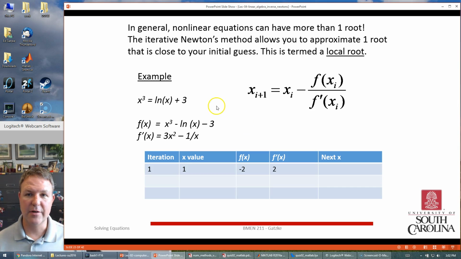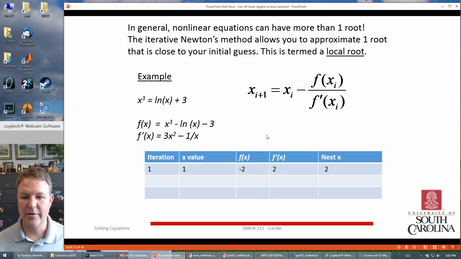So, in general, your solutions could have more than one root. The closest root is typically the one that you find. So when you start with an initial guess, we look for a local root that satisfies the equation. So for this simple example with x cubed equals natural log of x plus 3, we bring the function over here, we get x cubed minus natural log of x minus 3, and the derivative of that is this guy. So if we start out with an x value of 1, we plug that into this function, and we plug that into this derivative function, we get negative 2 and 2.